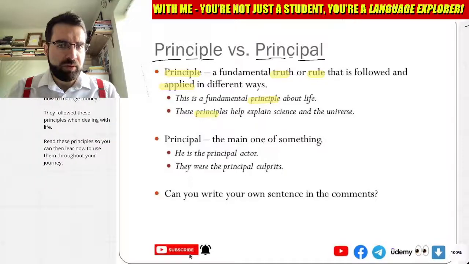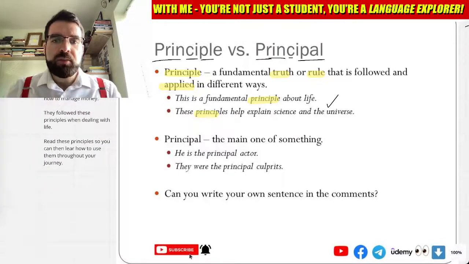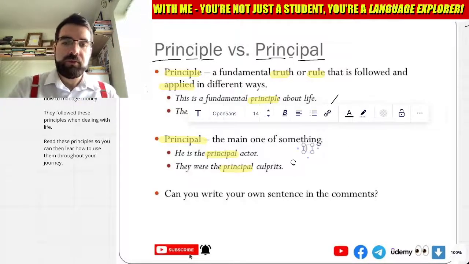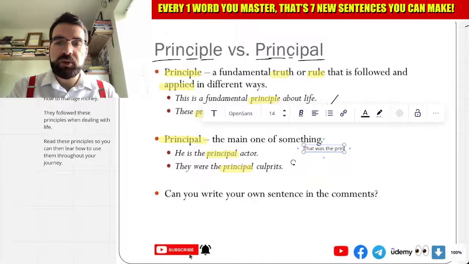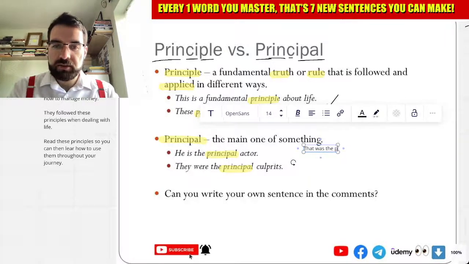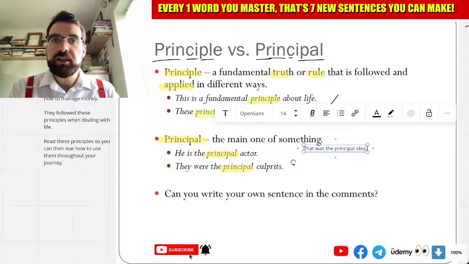Very good. The principal is the main one of something. He is the principal actor. They were the principal culprits. That was the principal idea, the main thing we're working towards.